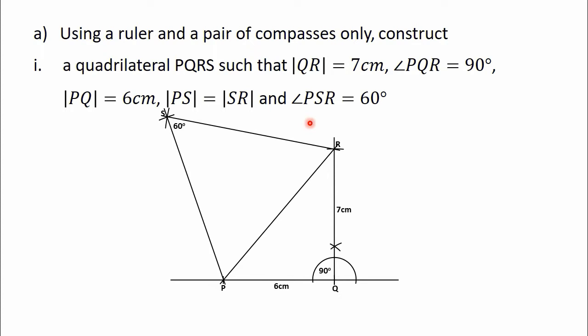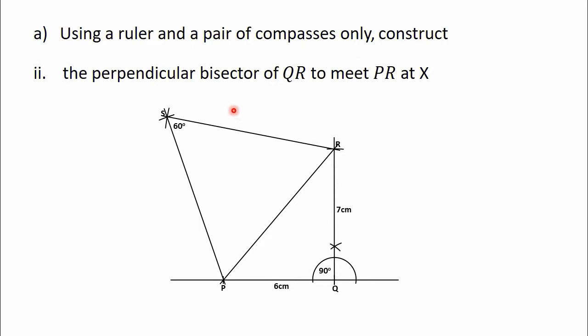part of the question. The next part of the question says that we should construct the perpendicular bisector of the side QR to meet the diagonal PR at X. So we are going to bisect the side QR. To bisect the side QR, you pick the compass and you put the needle on point Q. You can put it on either point Q or point R. I'll begin by putting it on point Q.